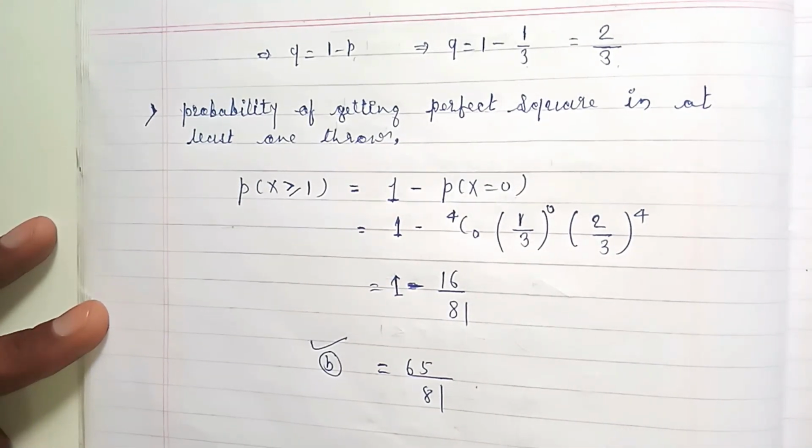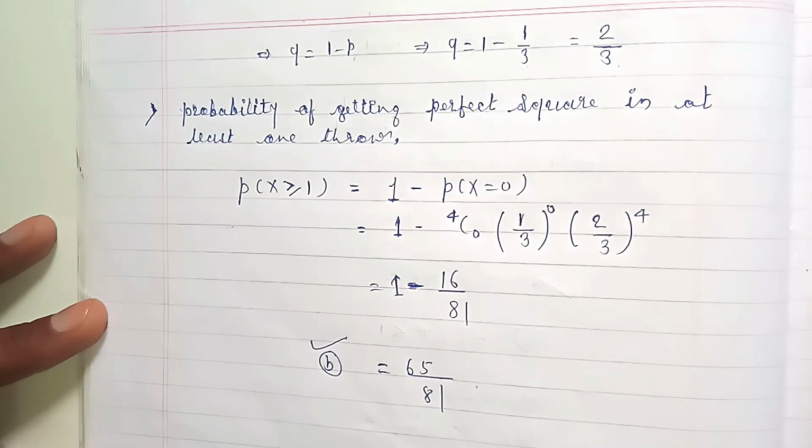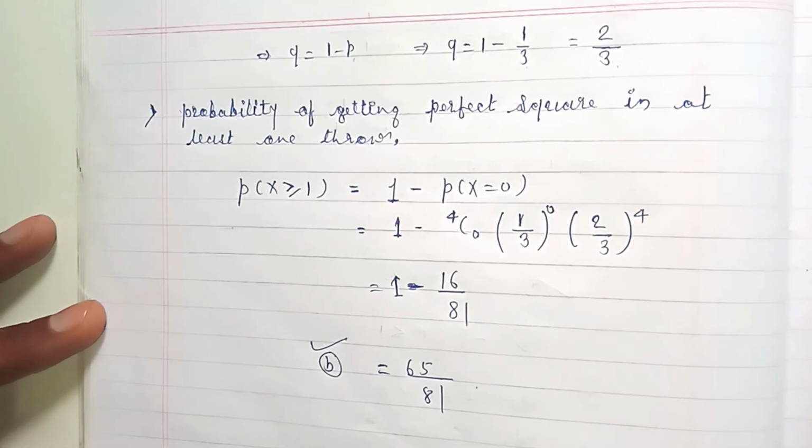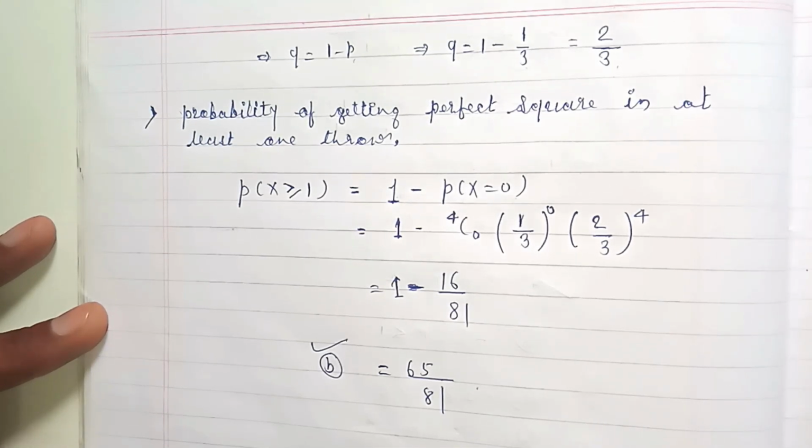So why did I find these values of P and Q? We want the probability of getting a perfect square at least one throw. To get a perfect square at least one throw, we have only two possible outcomes, 1 and 4. That's why we want the probability for the two elements to get a perfect square.